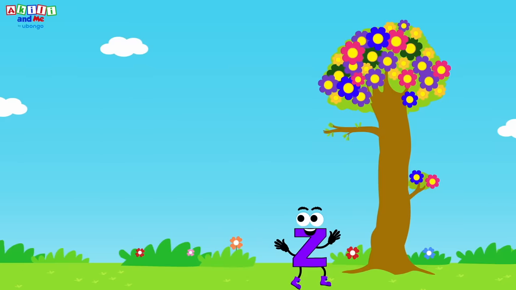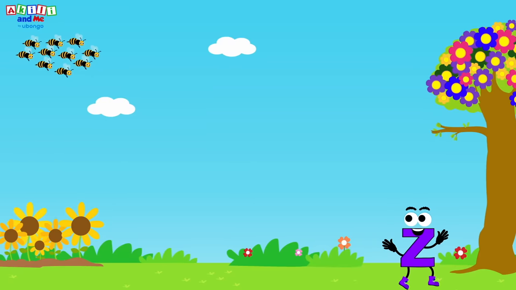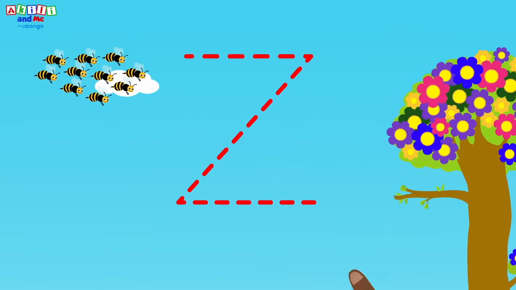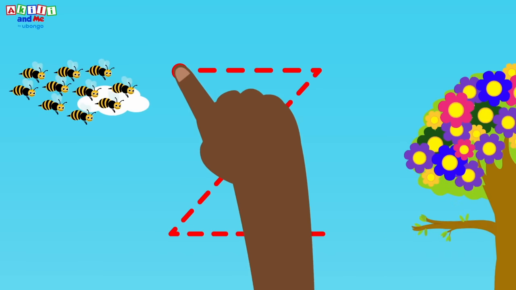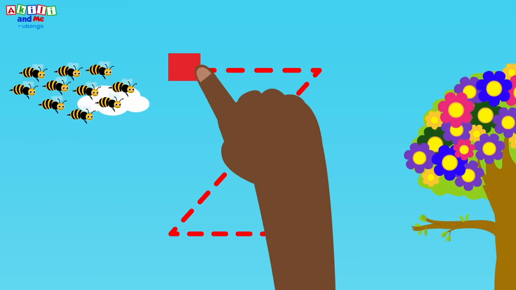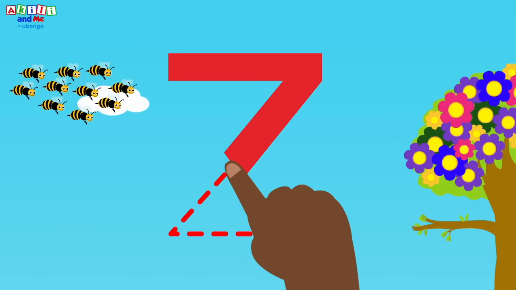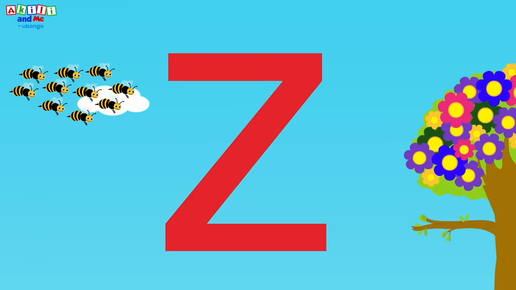But the letter Z tree is all the way over here. How will the bees find it? Ah, yes! We can draw a path for them. Kids, get your fingers ready. Where do we start? Aha! We start at the top. Then we go across the top and down to the corner and across the bottom. Letter Z. Great job, kids! And look, the path looks just like letter Z.